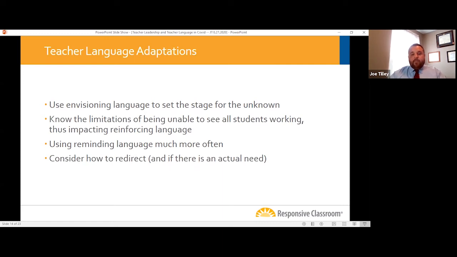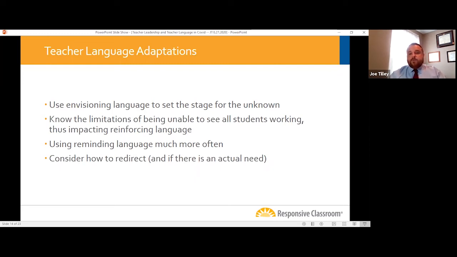You can also use your language to make sure that kids understand sometimes things will pop up and they won't know what to do. They need to know what that skill is. Do you want them to use the chat function to send you a private chat? Then you have to teach them that skill. If you want them to click their microphone and interrupt you, then you have to teach them that skill. So you have to think about the stage that you want to set and use that envisioning language.